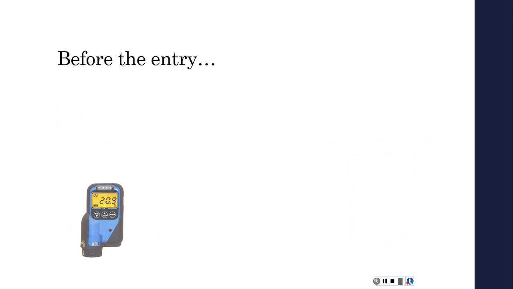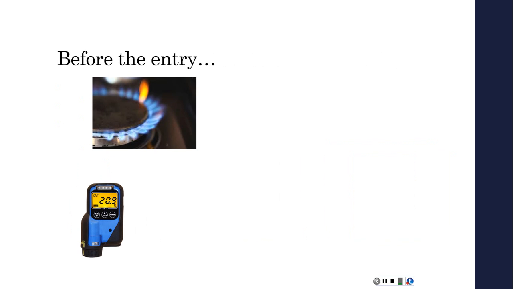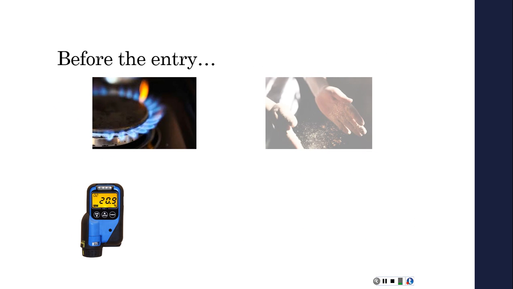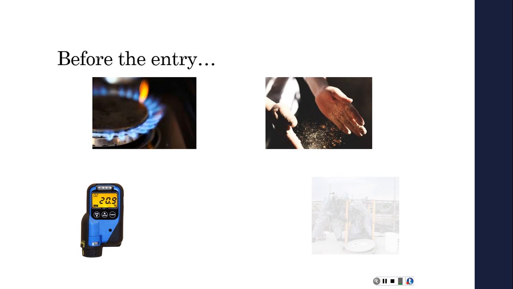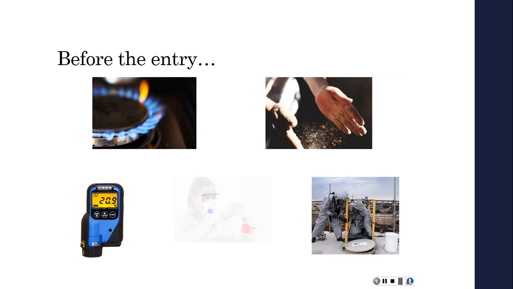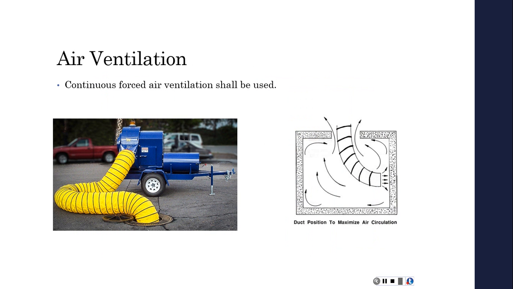Before the entry, we have to check the atmosphere of the confined spaces with calibrated direct reading instruments for oxygen content, flammable gas and vapors, and potential toxic air contaminants, specifically in this order. And then air ventilation. We have to provide continuous forced air ventilation into a confined space. Employees may not enter the space until the forced air ventilation has eliminated any hazardous atmosphere.